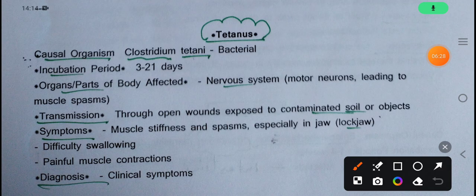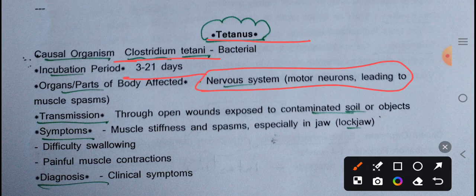Next one is tetanus. So tetanus is caused by Clostridium tetani. 3 to 21 days is the incubation period. Nervous system is the main part of the body which is affected. Transmission occurs through open wounds which are exposed to contaminated soil or objects.